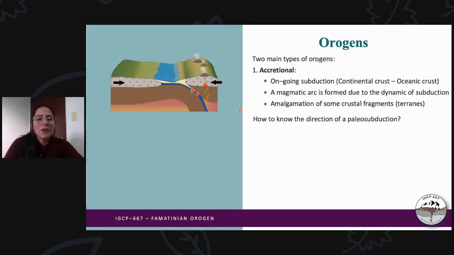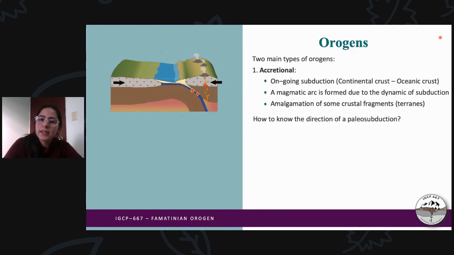An accretionary orogen happens in a convergence zone when an oceanic plate sinks below a continental plate. This process generates the rise of magma to the surface, which creates a chain of volcanoes along the border of the continental plate. The orogen resulting from this is called a magmatic arc.